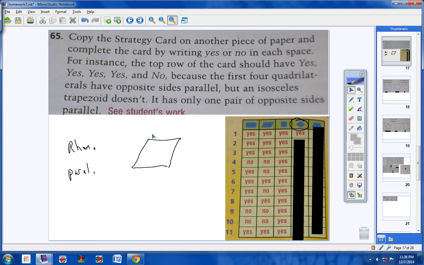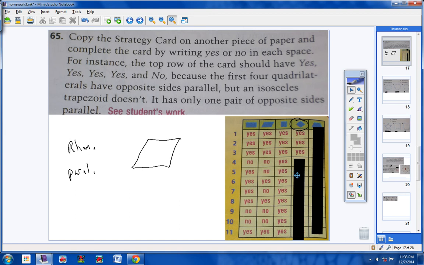So yes, opposite sides are parallel. Number 2. Opposite angles are congruent. Well, yes, a rhombus is a parallelogram. Parallelograms have opposite angles congruent. Number 3 is opposite sides are congruent. Yes, in a rhombus, all 4 sides are congruent. So yes, opposite sides are congruent. Number 4, all sides are congruent. Yes, all 4 sides are congruent.